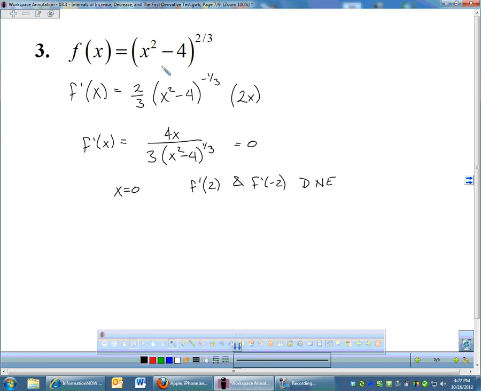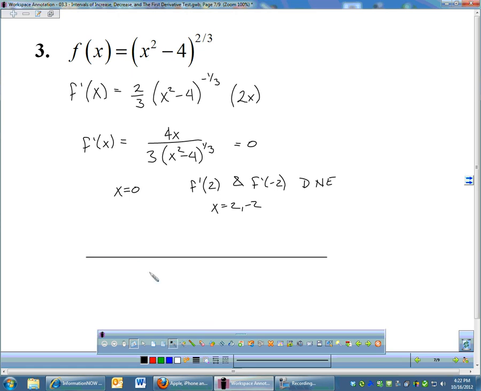Can you plug 2 into my original function? See, 2 squared is 4, so I'd have 0 to the 2/3. That's okay. If I plug in negative 2, that point works also. So the derivative does not exist, but my function does exist, so x equals 2 and negative 2 are still critical numbers. We're going to put those on our number line.